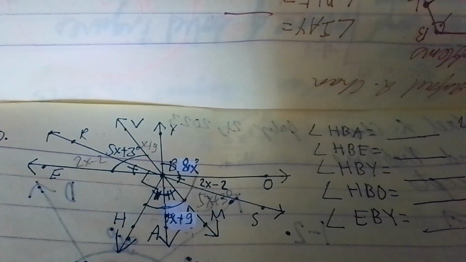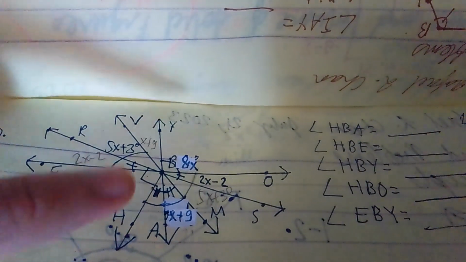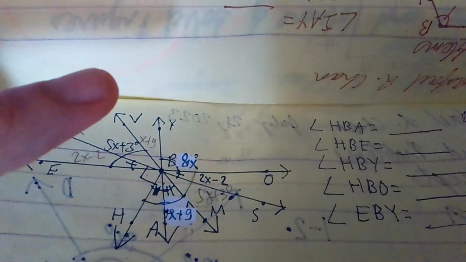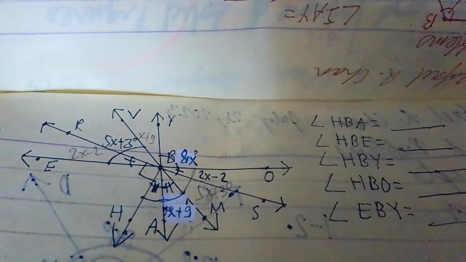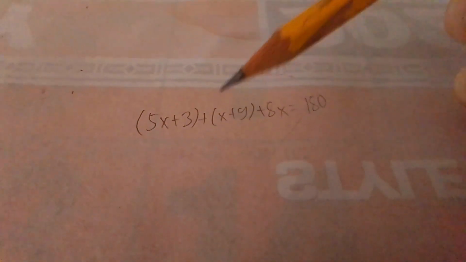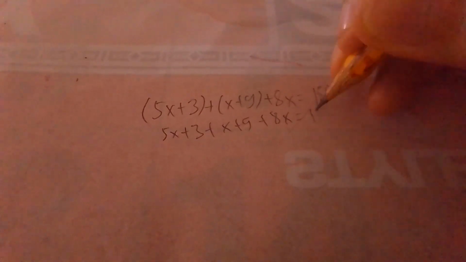Now, can we solve for the following? Yes, we can. We can start first with the top. Because we have 5x plus 3, which is the measure of angle EBV, and then VBY, which is x plus 9, and then 8x is the measure of angle YBO. So let's solve for the following. So as you can see, your formula is supposed to be like this. 5x plus 3 plus x plus 9 plus 8x is equivalent to 180. Now, all we need to do now is to eliminate parentheses. So it should be 5x plus 3 plus x plus 9 plus 8x is equivalent to 180.